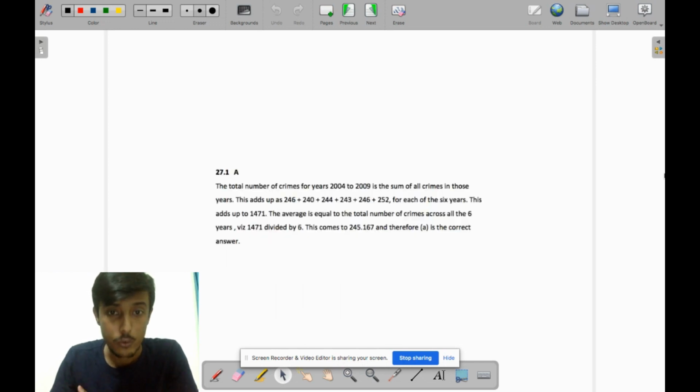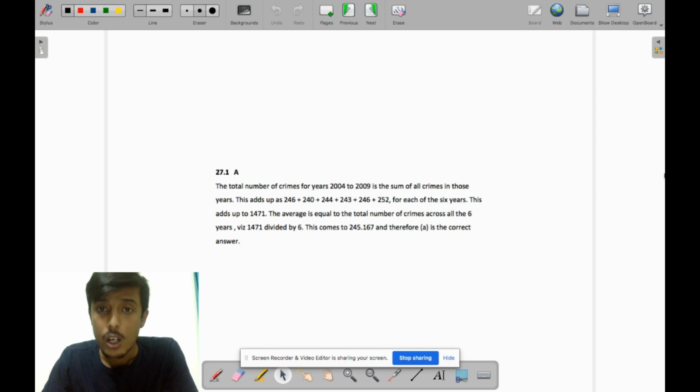So for 2004, the total is 246. Then 2005, the total is 240. Then 2006, the total is 244. Then 2007, the total is 243. Then 2008, the total is 246. And then 2009, the total is 252, which comes to a total of 1471. So that's the total amount of crimes committed in those 6 years.